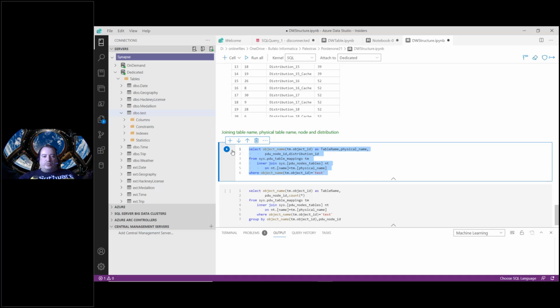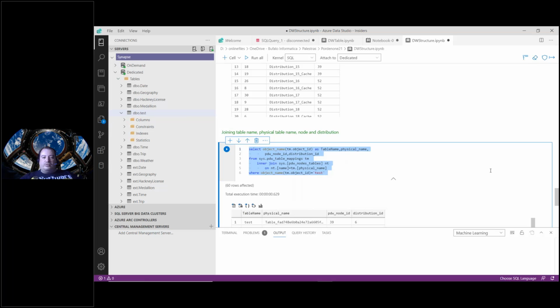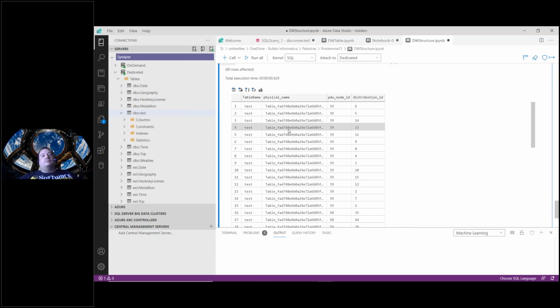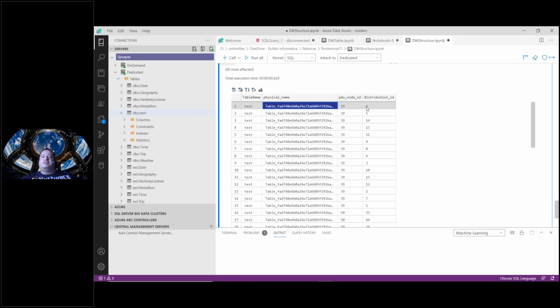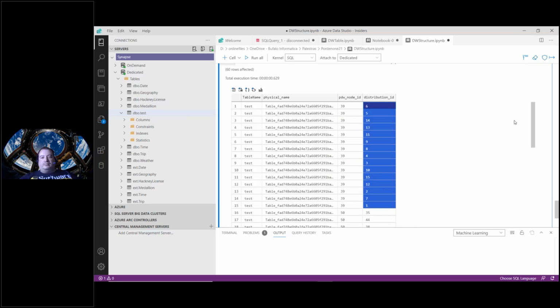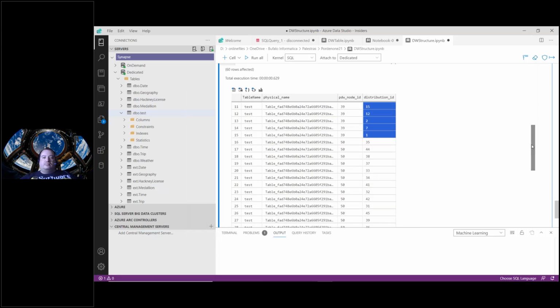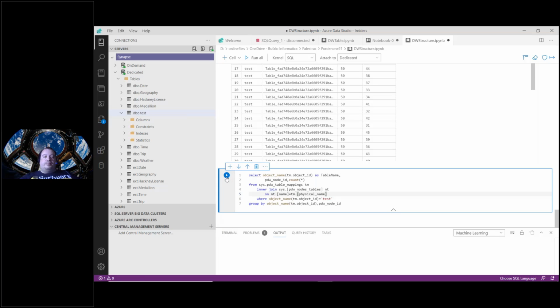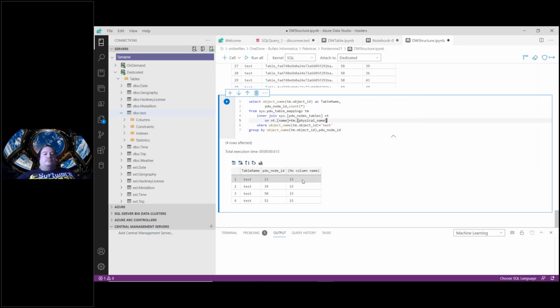Let's link information with the table, to get some more details. So here I have the table name, the physical table name linked to this table, in which node ID this physical table is, and which distribution ID this physical table is. And I can make some grouping to get some totals. Again, the total of distributions for each compute node. We had already seen that.